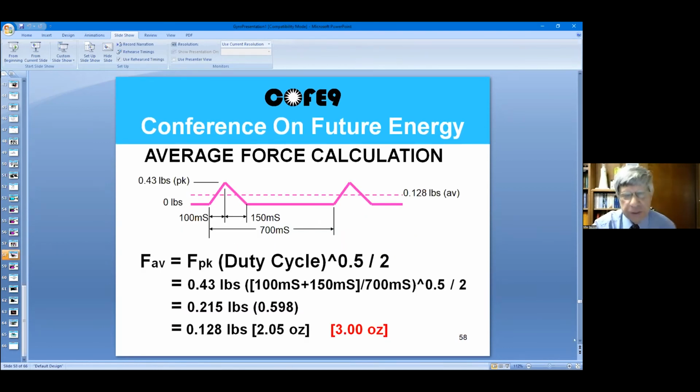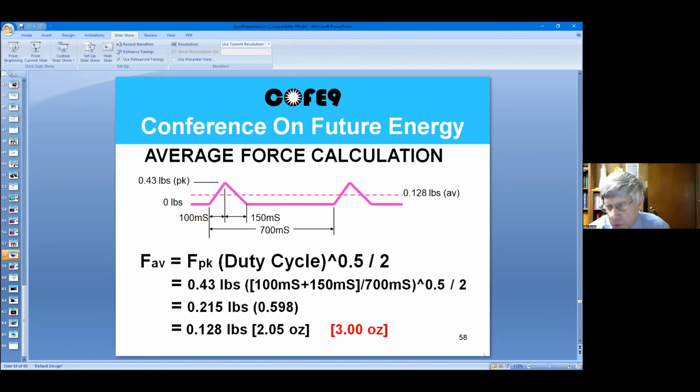Now the averaging equation is basically half the peak value times the square root of the duty cycle. So the peak goes up 100 milliseconds up, 150 milliseconds down with a rep rate of 700 milliseconds, and peaks out at 0.43. So you take that, divide by 2, and then add your peak pulse divided by the rep rate, take the square root, and you get the 0.128 pounds, which is 2.05 ounces. However, to make this thing move, it's going to take 3 ounces of average force.